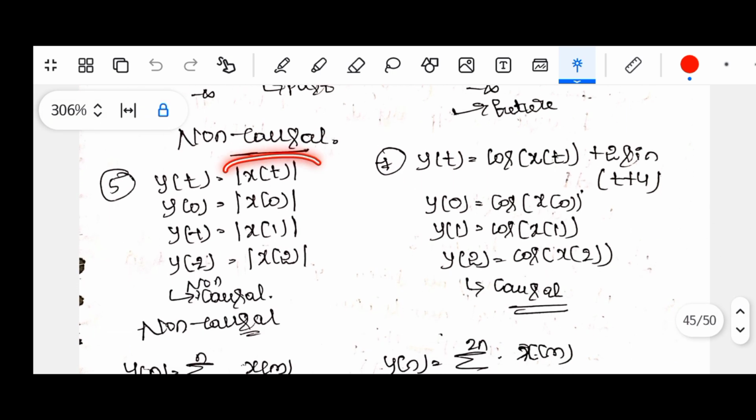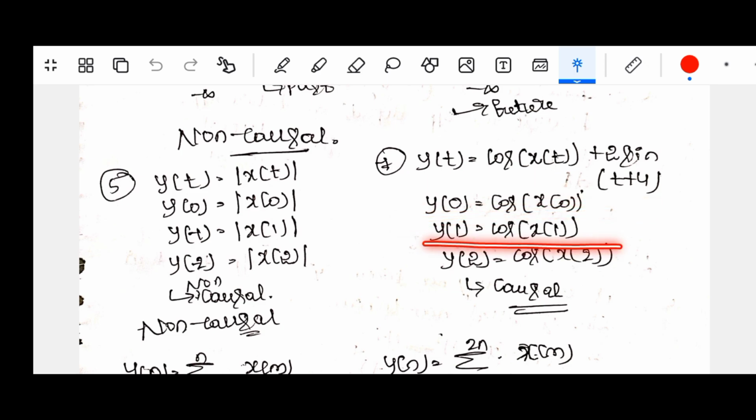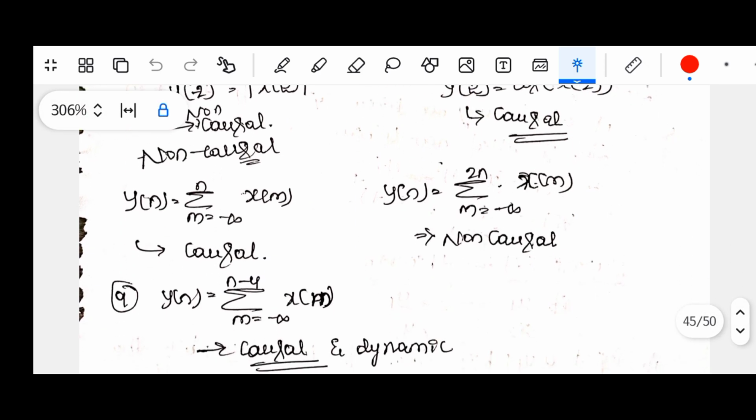Fifth, y(t) is equal to mod of x(t). y(0) will be x(0). y(-1) is plus 1. y(-2) here becomes plus 2. Therefore, it is non-causal. y(t) is equal to cos of x(t) plus 2 sin of t plus 4. First take 0, cos 0, at 1 it is cos of x(1), at 2 it will be x(2). There is no change with respect to x, therefore it is causal.